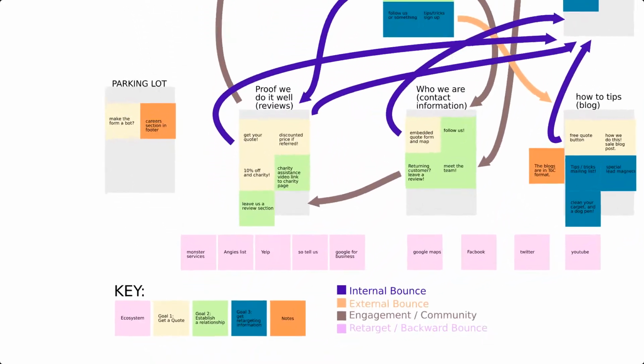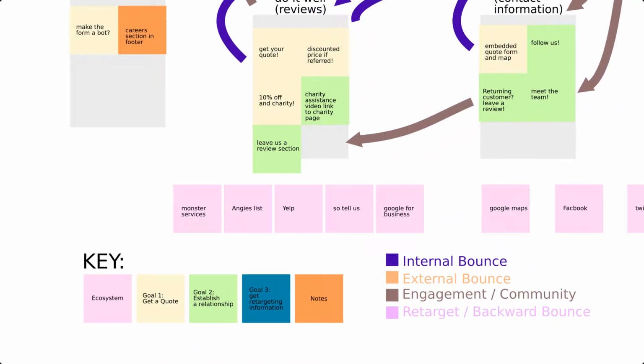This is starting with the key. So we have the ecosystem. Goal number 1, getting your quote. Goal number 2, establishing a relationship. And then goal number 3 is getting the info for retargeting on Advance.